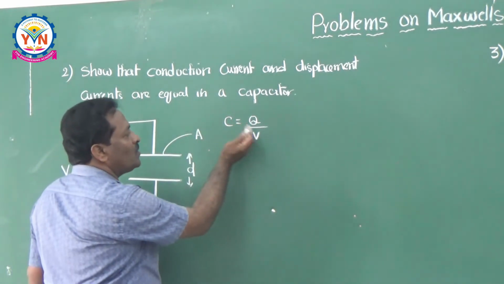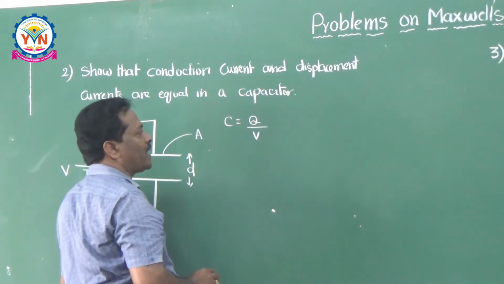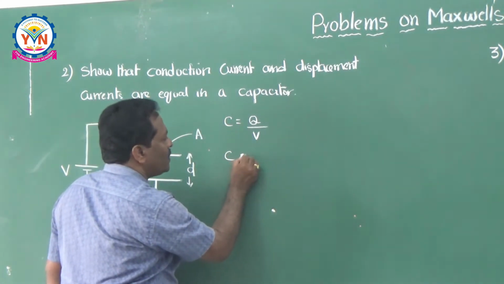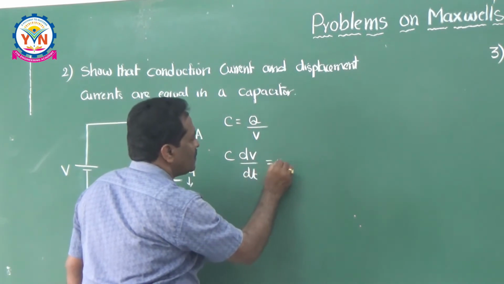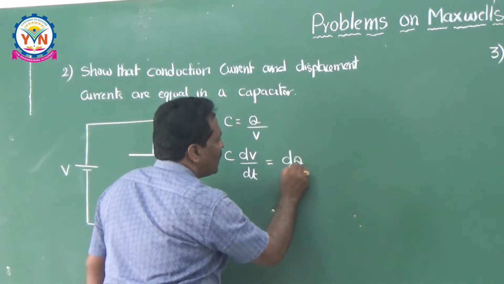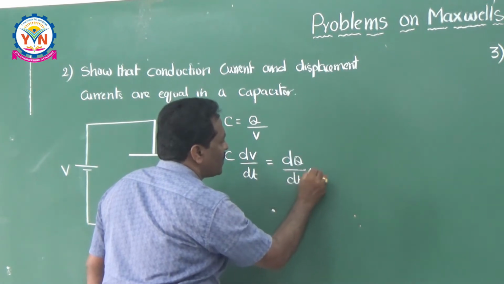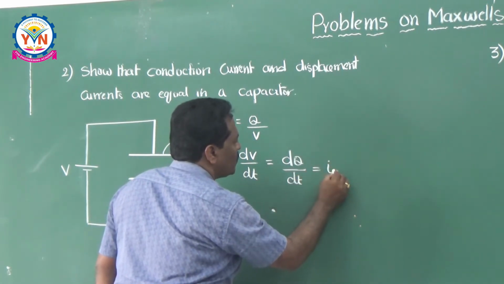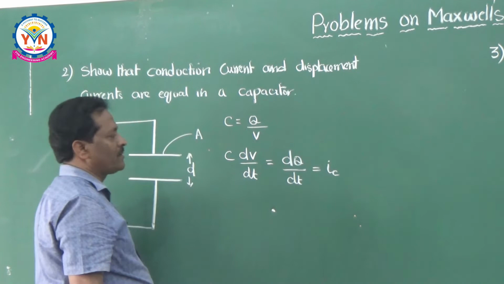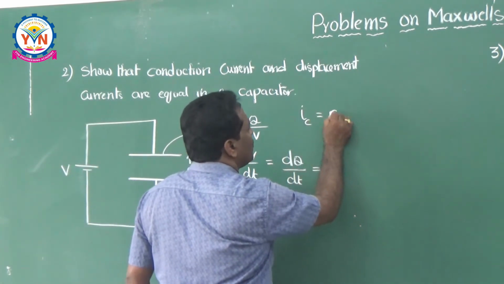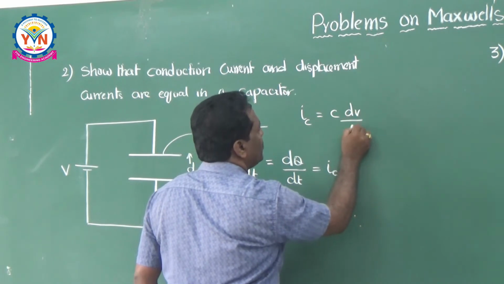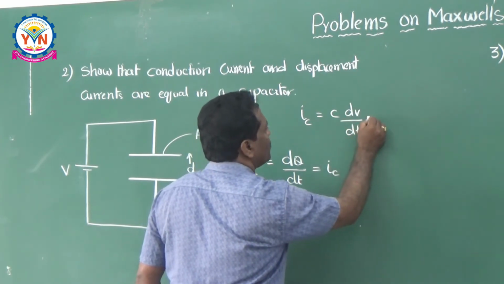Now I would like to differentiate on both sides with respect to time. Then C into dV by dt is equal to dQ by dt. Rate of change of charge is nothing but your current I, which is the conduction current here. So I_C is equal to C into dV by dt. This is the first expression we got.